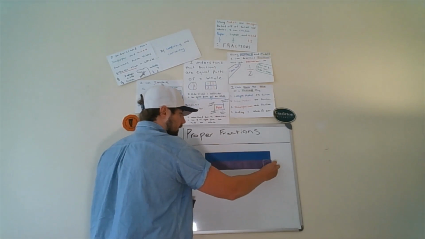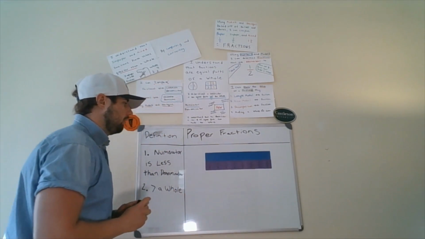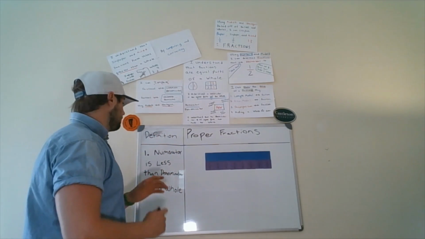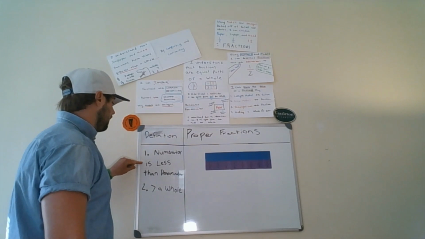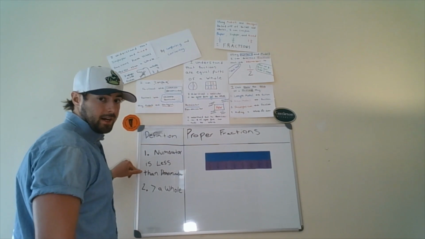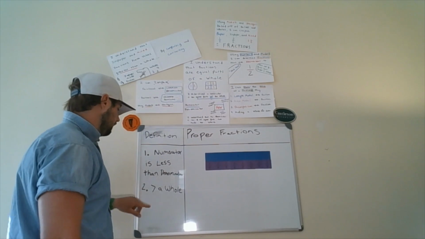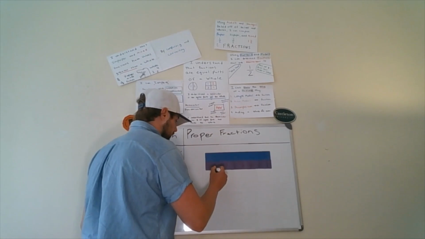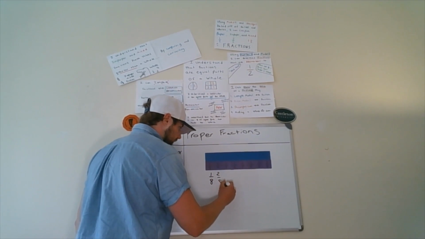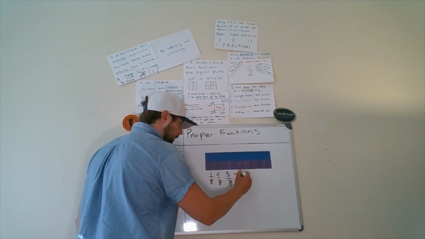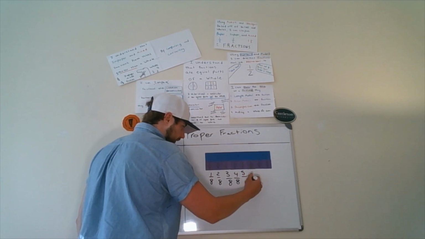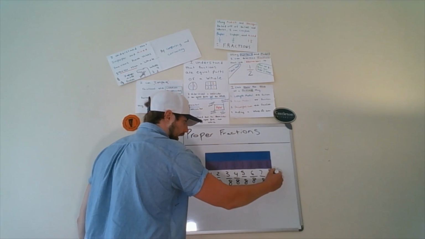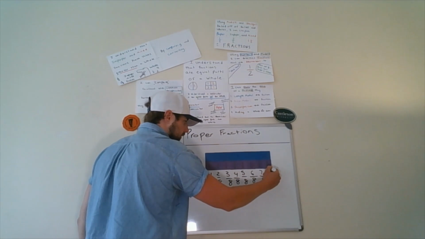8/8 will make a whole. So, eighths is also an example of a proper fraction because the numerators are less than the denominator and are less than a whole. So, 1/8, 2/8, 3/8, 4/8, 5/8, 6/8, 7/8, and our whole 8/8.